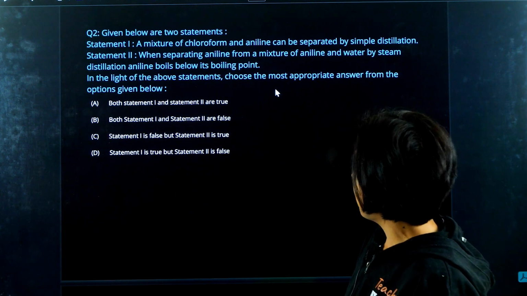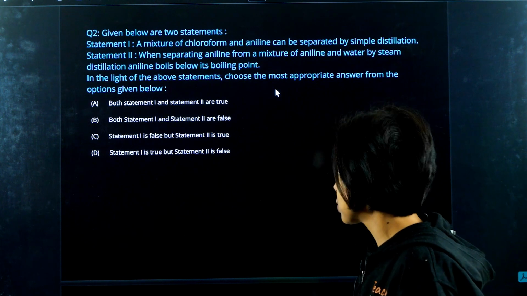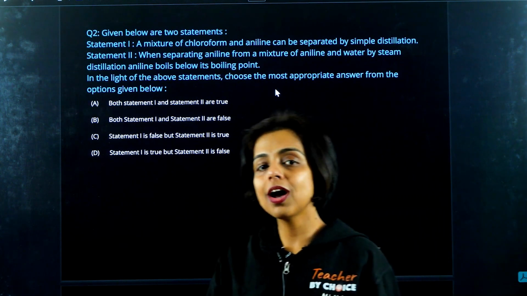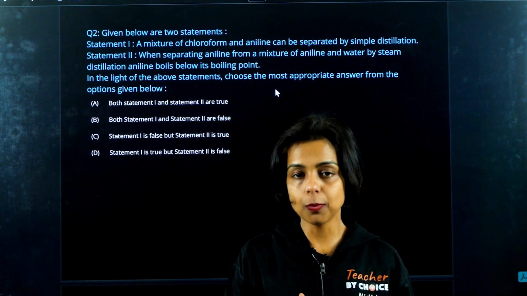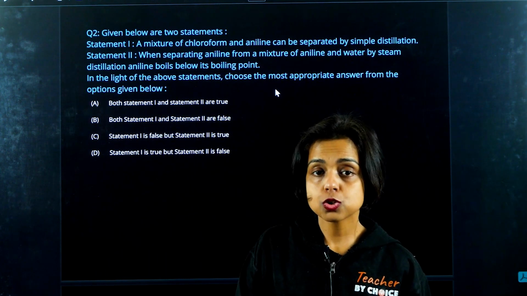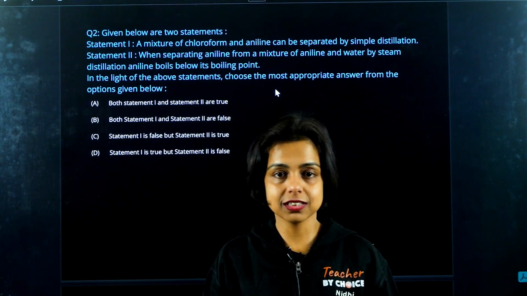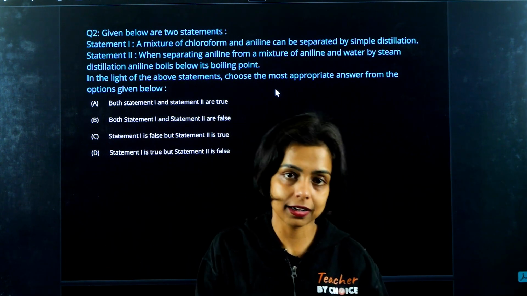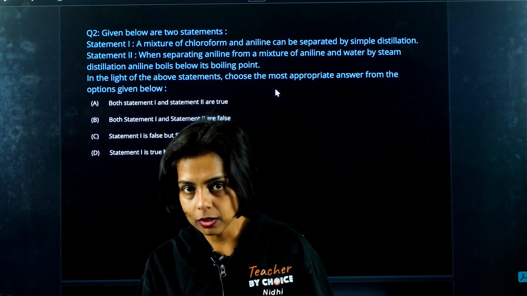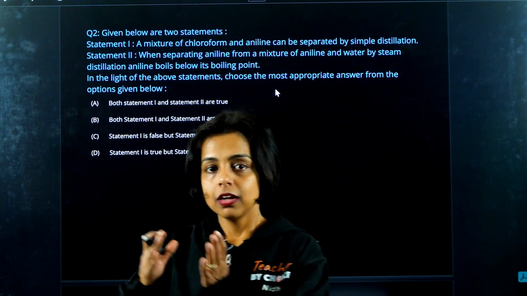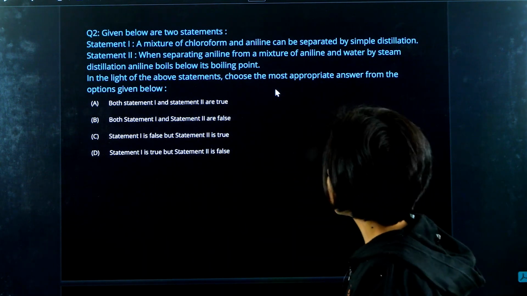Next is, when separating aniline from a mixture of aniline and water by steam distillation, aniline boils below its boiling point. So when you have a mixture in which one component is water and another is a component insoluble in water, the mixture will boil at a temperature below 100 degrees or 373 Kelvin, near 373 but below that, right? So we have an aniline and water mixture. Aniline is not soluble in water. So this mixture will boil near 373 Kelvin, but below this temperature. So that is also the correct statement.